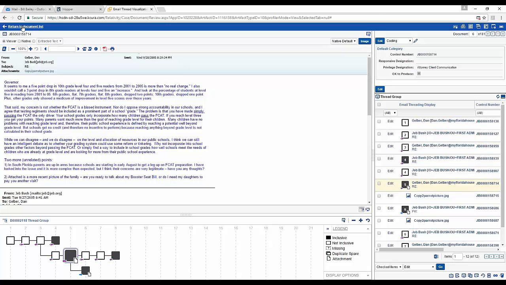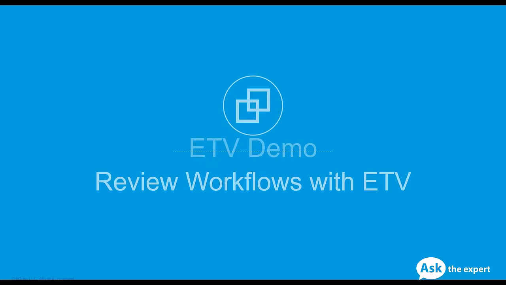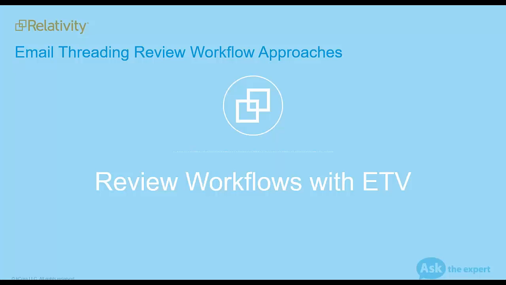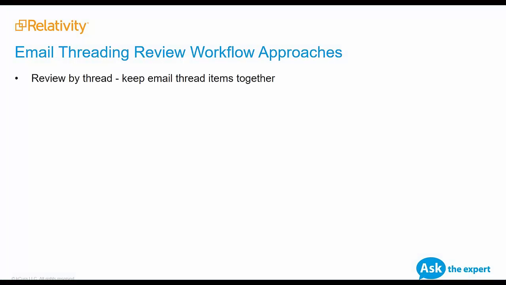All right, let's reset. Let's go back to our deck, and let's talk about some of the workflows. This is using email thread visualization on top of some of our existing workflows that we talk about. Some of the main things you want to review by thread to keep your email thread items together. That's a common approach to utilizing email threading in general. And there's two high-level basic options.